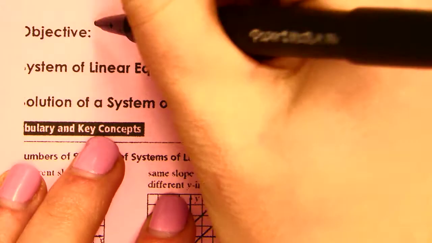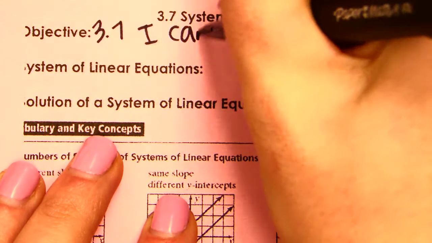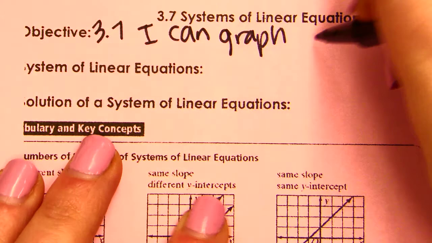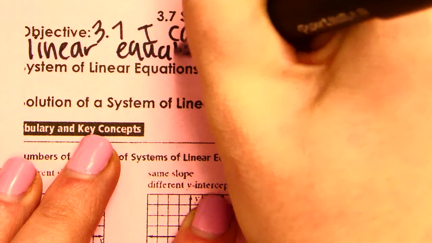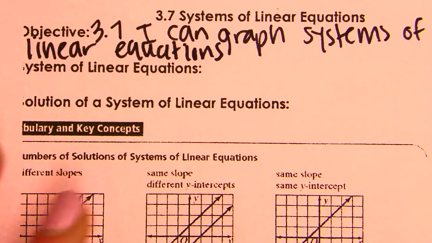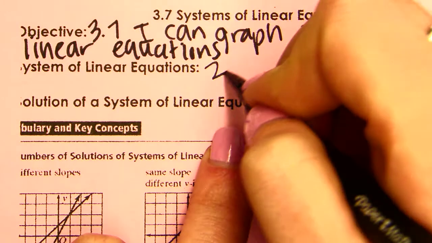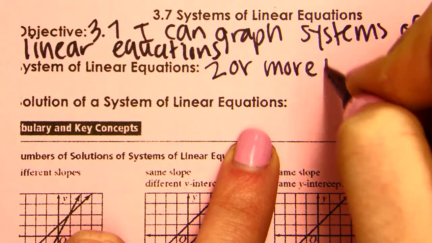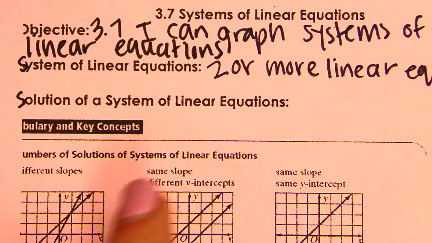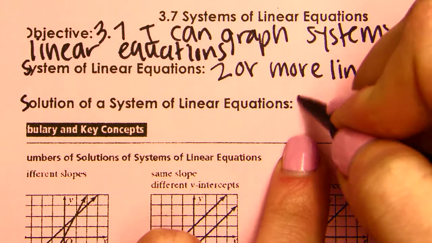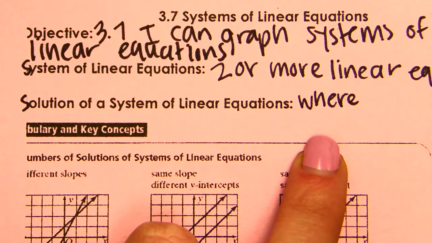This video is 3.7. I can graph systems of linear equations. A system of linear equations just means two or more linear equations. And remember, linear means they're a straight line when we graph them. The solution to a system of linear equations is where the two lines intersect. So the answer for these is going to be an ordered pair.